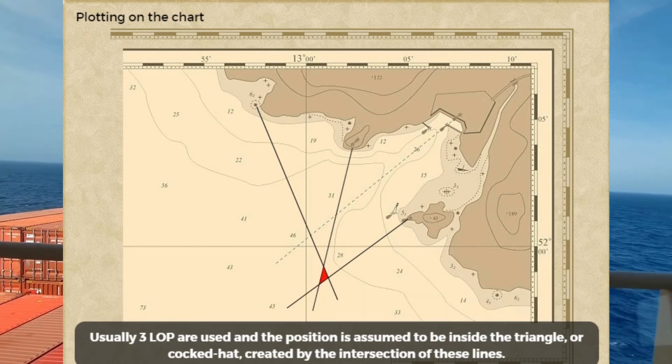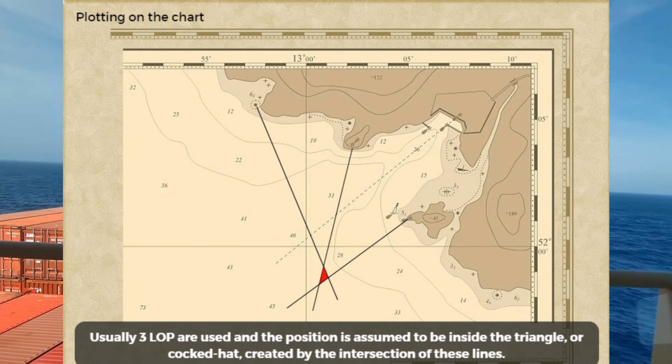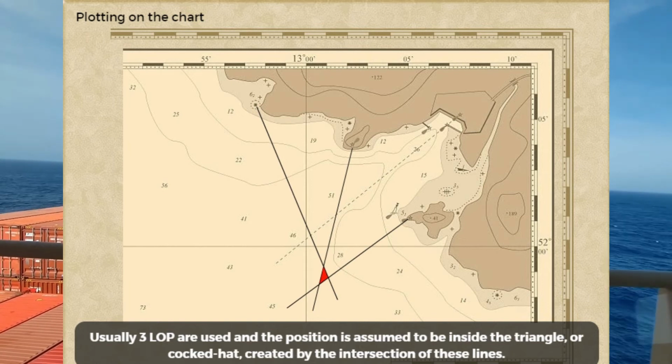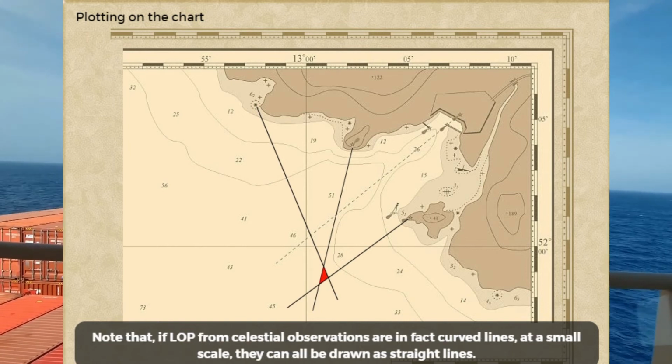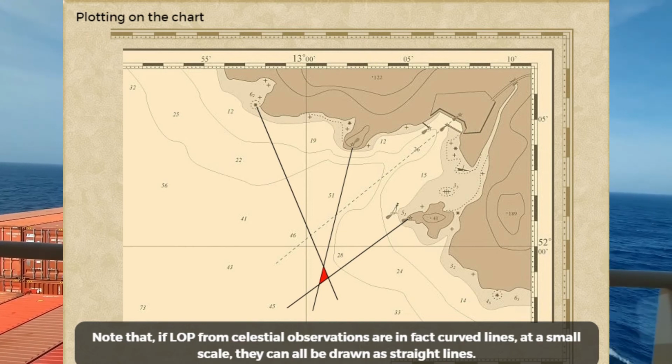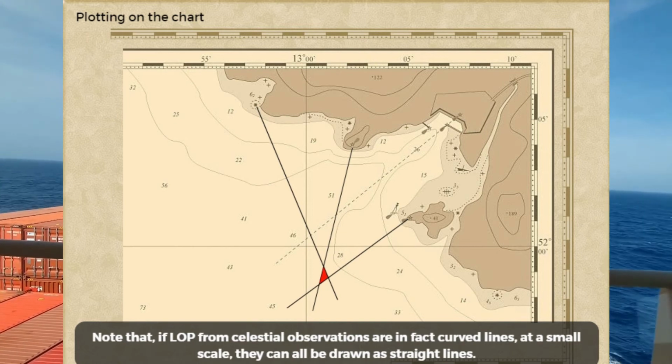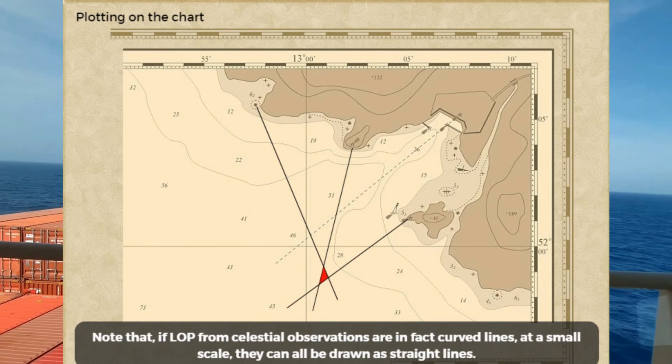Usually 3 lines of position are used, and the position is assumed to be inside the triangle or cocked hat created by the intersection of these lines. Note that although lines of position from celestial observations are in fact curved lines, at a small scale they can all be drawn as straight lines.